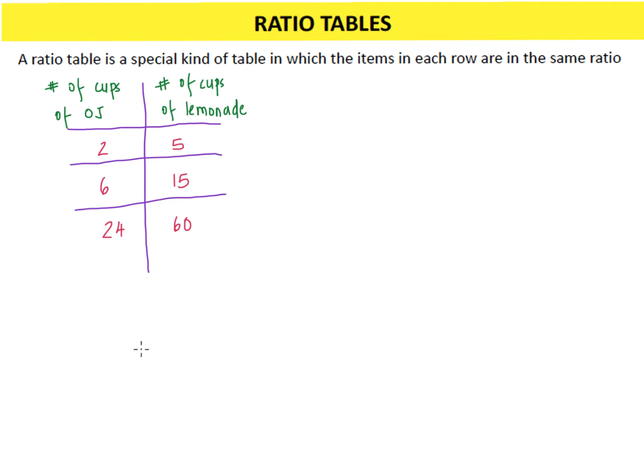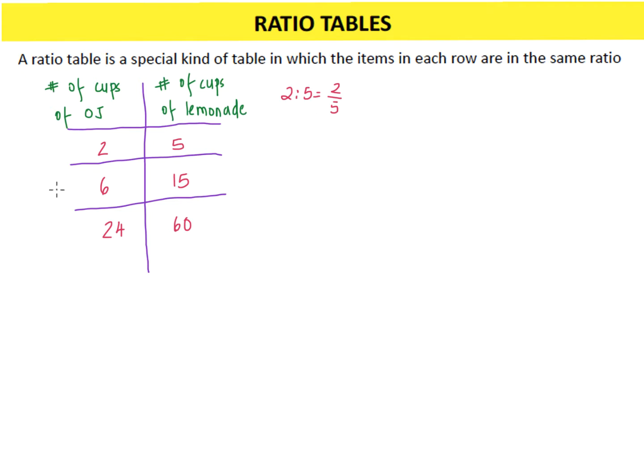So we have this ratio table here where we have number of cups of OJ compared to number of cups of lemonade. Now, an important thing about a ratio table and what makes it different from other tables is that the items in each row are in the same ratio. So if you look at the first row, you can see that the ratio is 2:5. We can write it as 2:5, and we can also write it as 2/5.